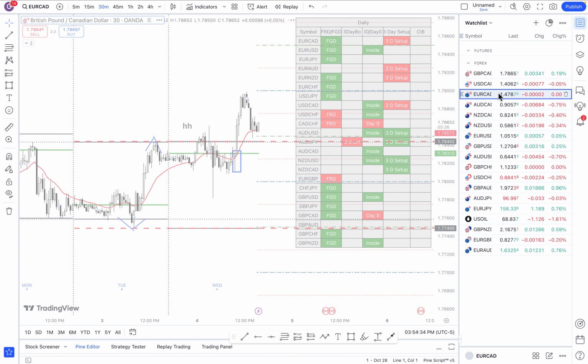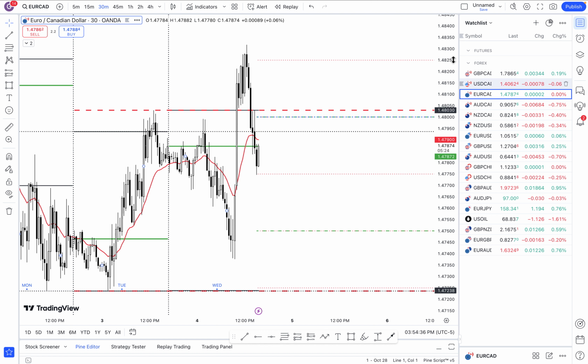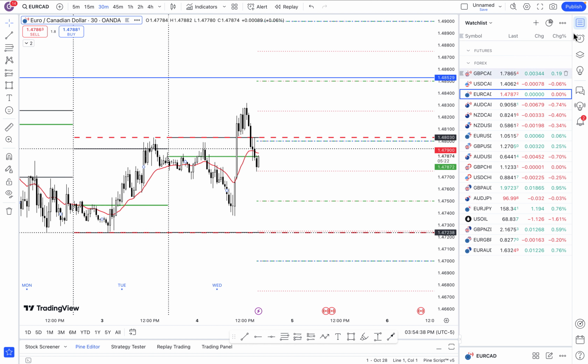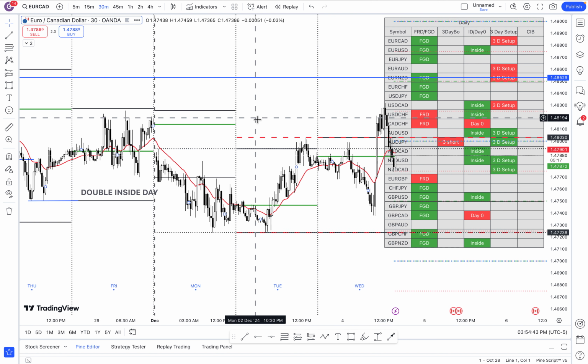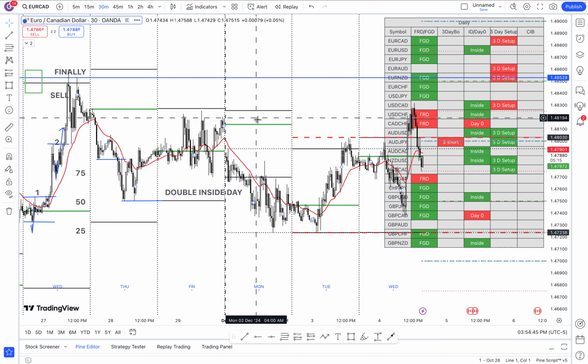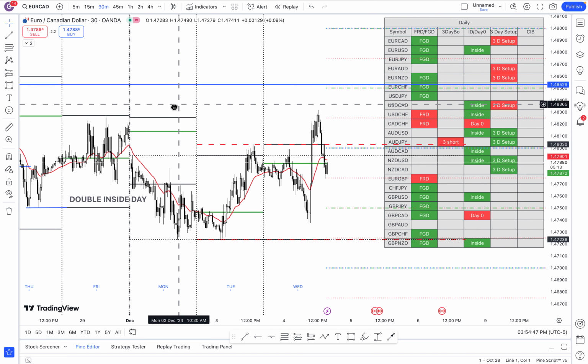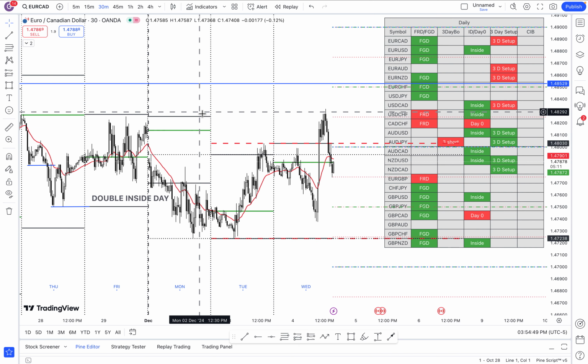The Euro card closed as an FGD and a 3-day setup. And whenever you see the screener present itself like this, you ask yourself why did the market show a 3-day setup? Now let's look closely at that.